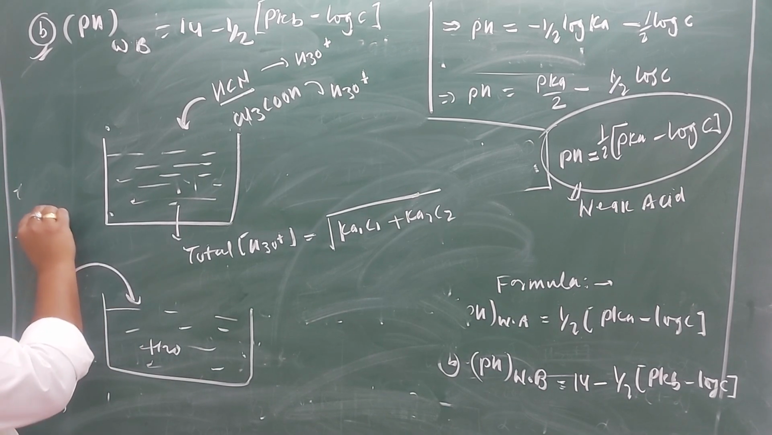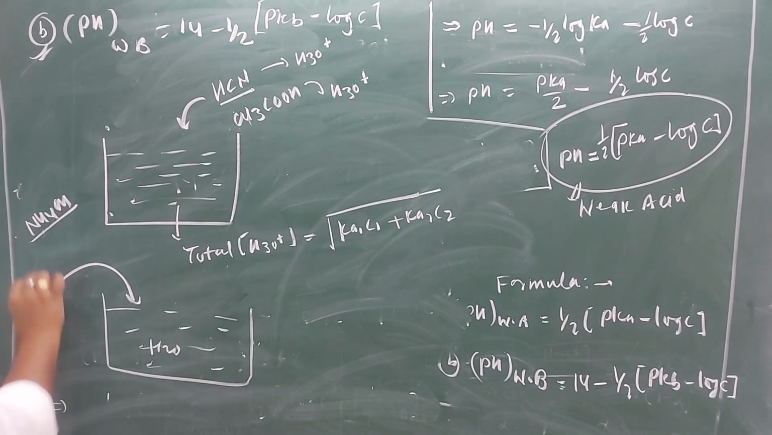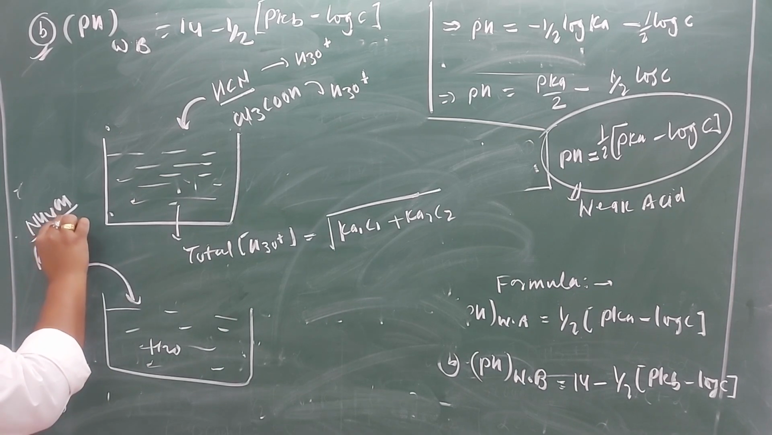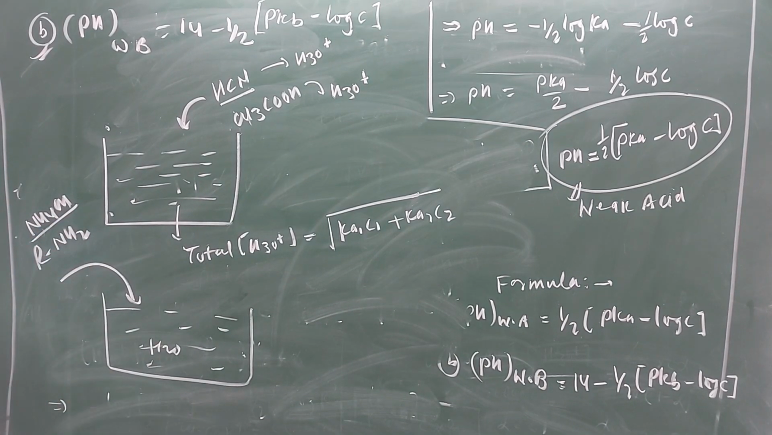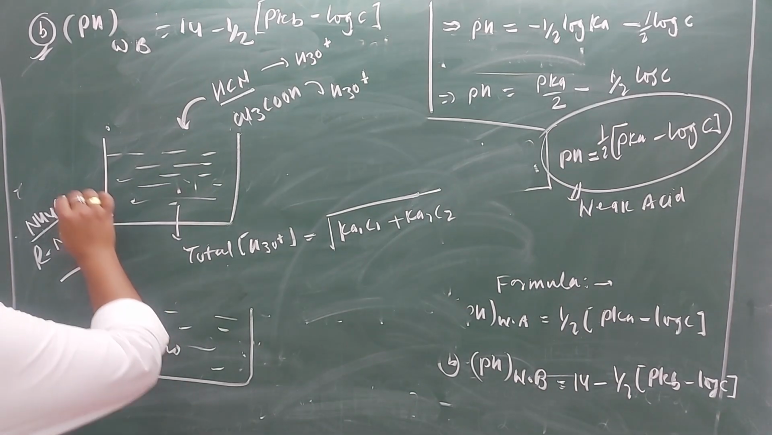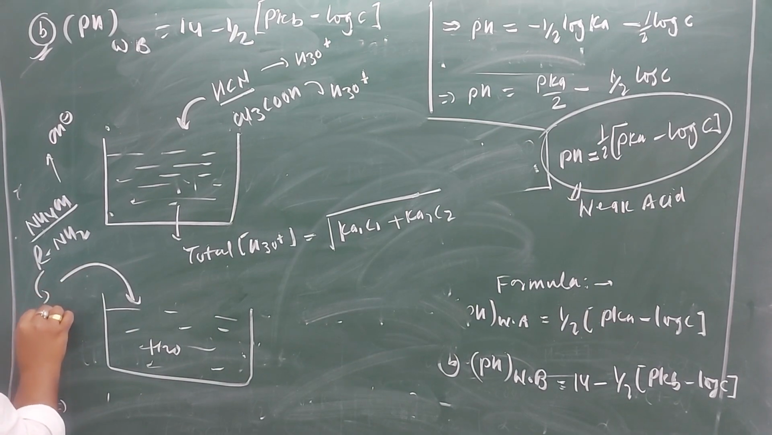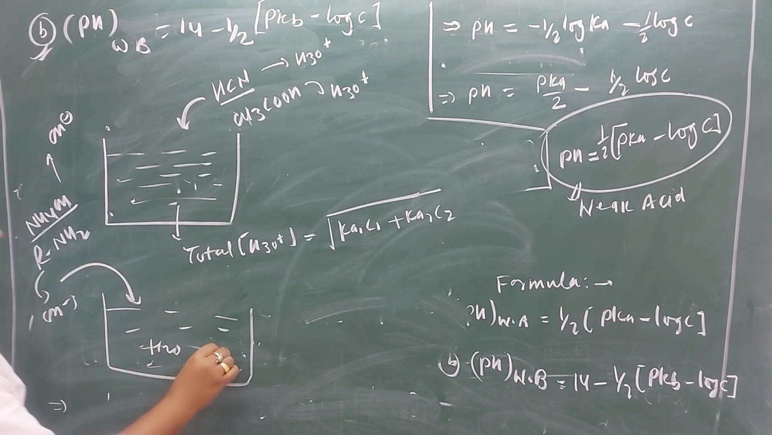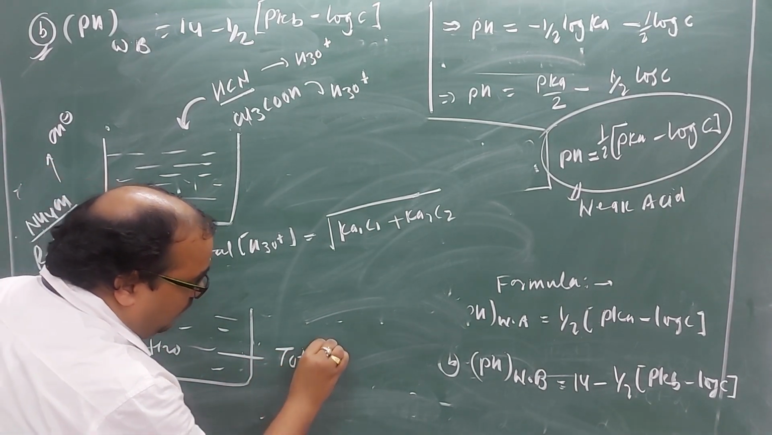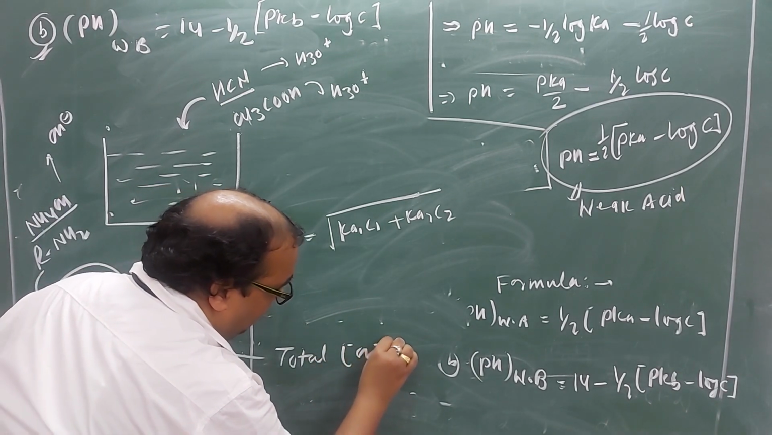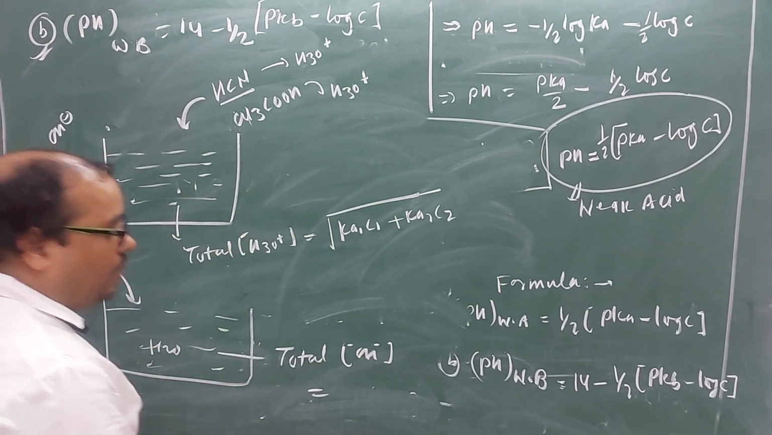Suppose you are mixing NH4OH, a weak base, with an amine, which is also a weak base. What will happen? It will also give hydroxide ion, and the other will also give hydroxide ion. So the total hydroxide ion in the solution will be how much?